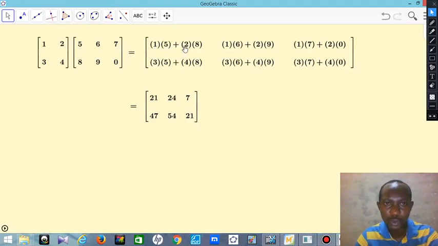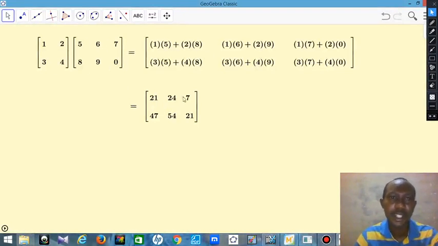You can see 1, 2, 1, 2, they're always there. 1, 2, that is the first row multiplying each of the columns. Then 3, 4, 3, 4, 3, 4. That is the second row multiplying each of the columns. Then you add the answer and write them down. That is what we do in matrix multiplication.